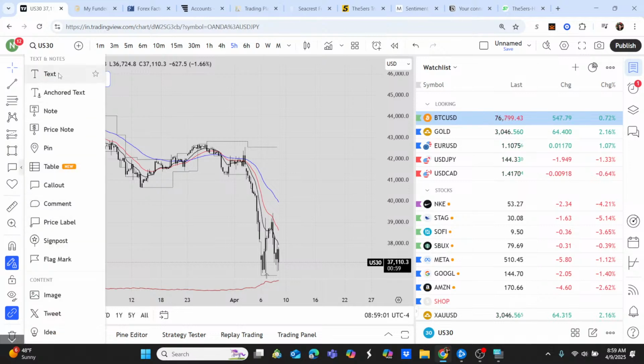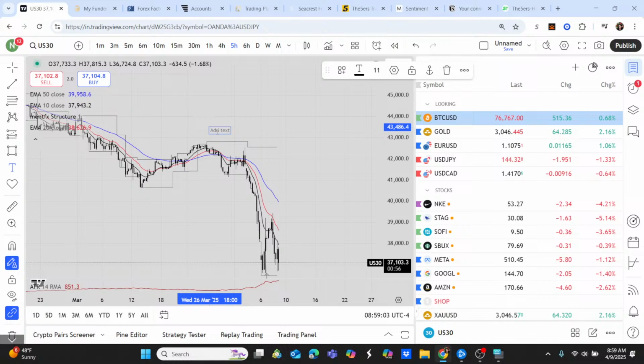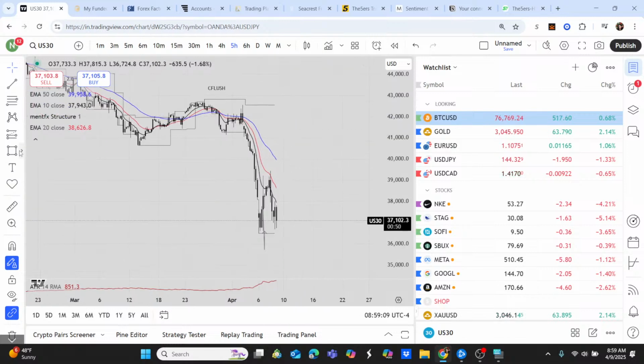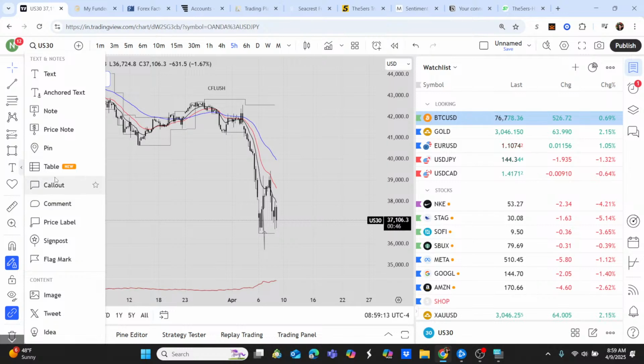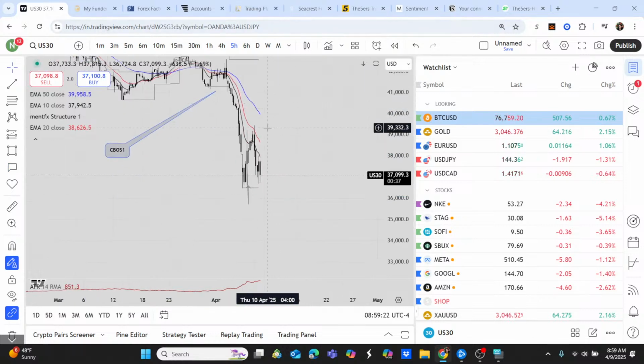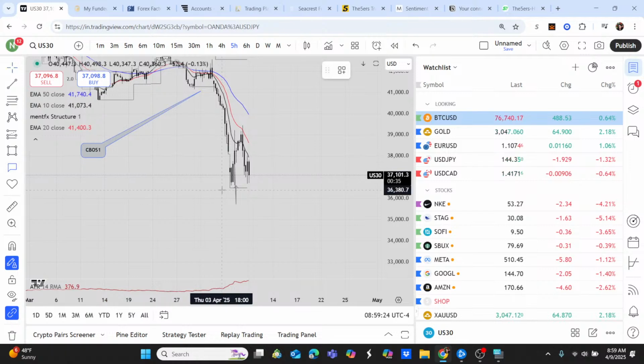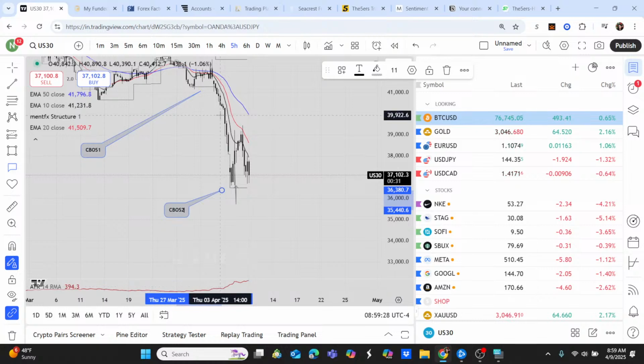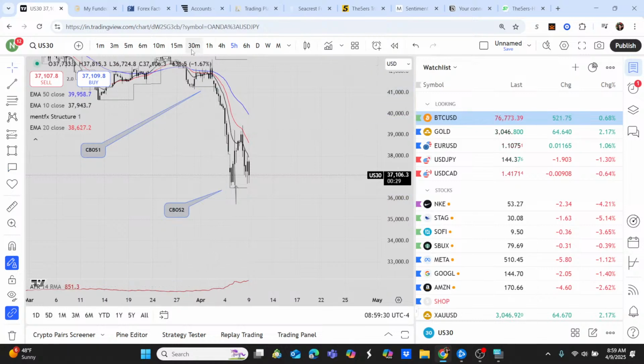So we got the context flush right here. You consider this right here, context breaker structure one, potentially is pausing at 10 and 20, pushing down. So this is the context breaker structure two right here. So let me jump down to the lower time frame.